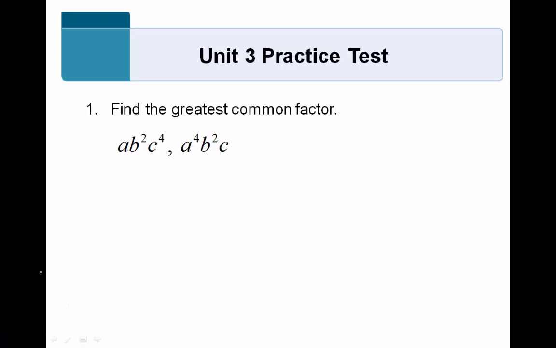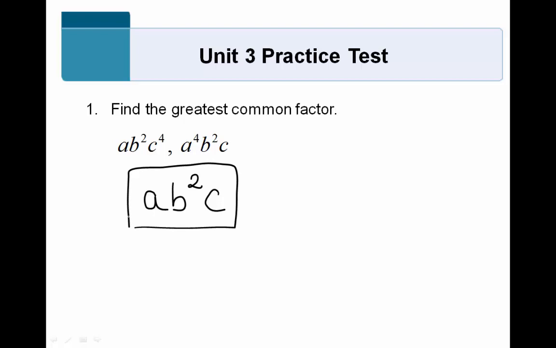The GCF of a and a to the fourth is a. The GCF of b squared and b squared would be b squared. And the GCF of c to the fourth and c would be c. So they can only have in common whatever the smaller exponent is. So the greatest common factor is a b squared c.